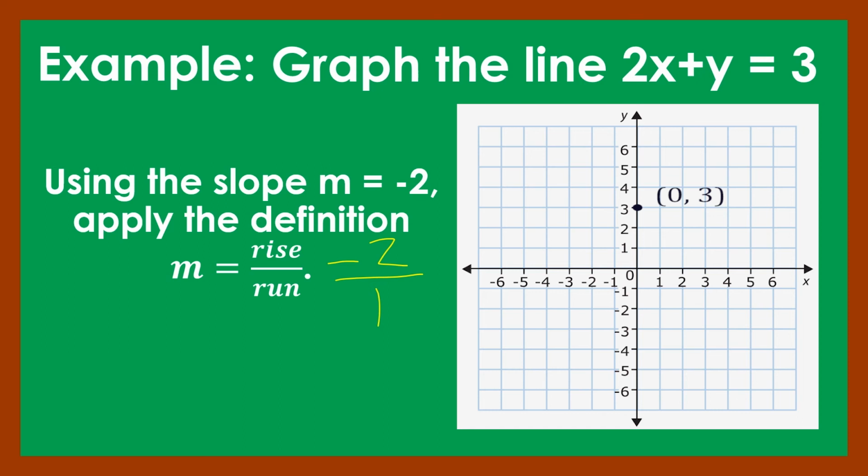So, from the initial point (0, 3), we're going to count 2 units upward kasi yun yung run natin. Yun yung rise natin. So, you have 1, 2. Then, from here, since negative yung sign ng slope natin, we're going to count 1 unit to the left. Okay. So, 1. And the ordered pair that corresponds to the second point would be (-1, 5).